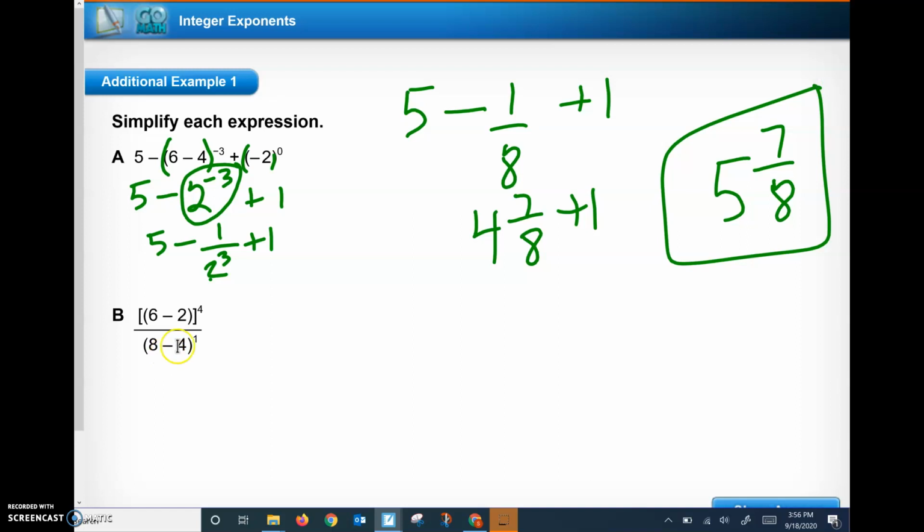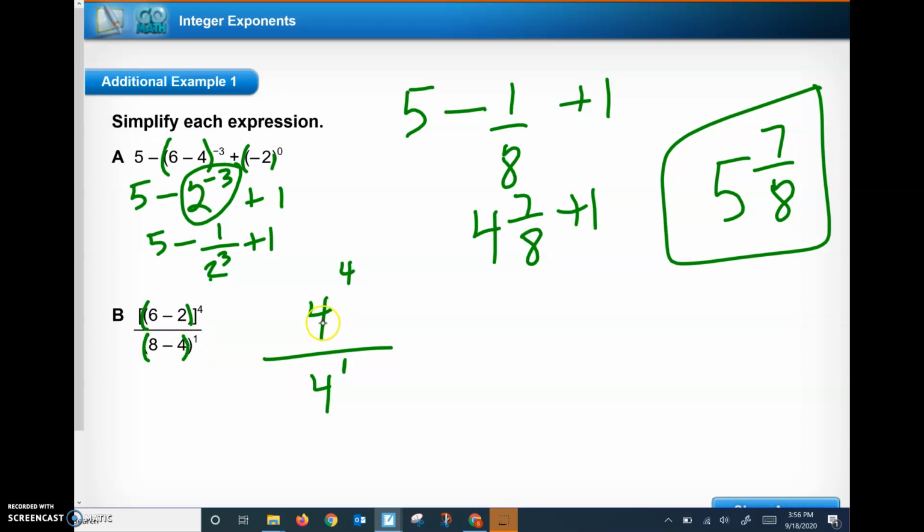All right, last problem here before we get to your homework. Always start inside your parentheses. So 6 minus 2 is 4. So we have 4 to the 4th power. On the bottom, we have 8 minus 4 is 4 to the 1st power.